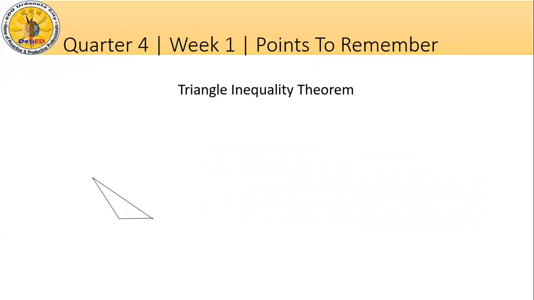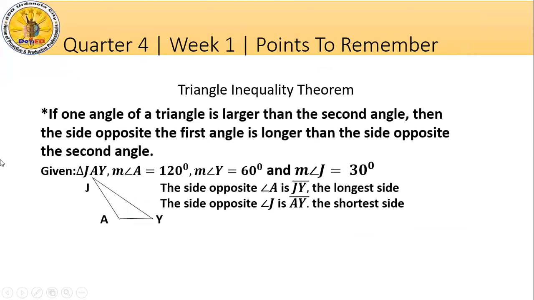For the second triangle inequality theorem, this time we have angles that are given. If one angle of a triangle is larger than the second angle, then the side opposite the first angle is longer than the side opposite the second angle. It is just the reverse of the first triangle inequality theorem.